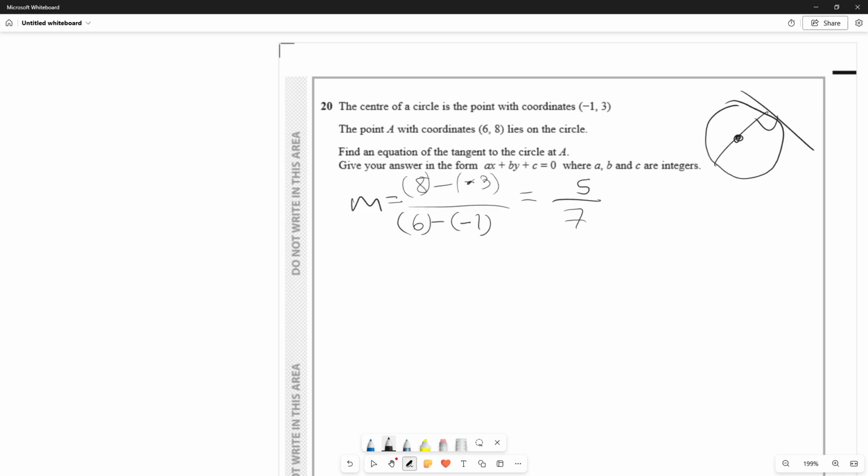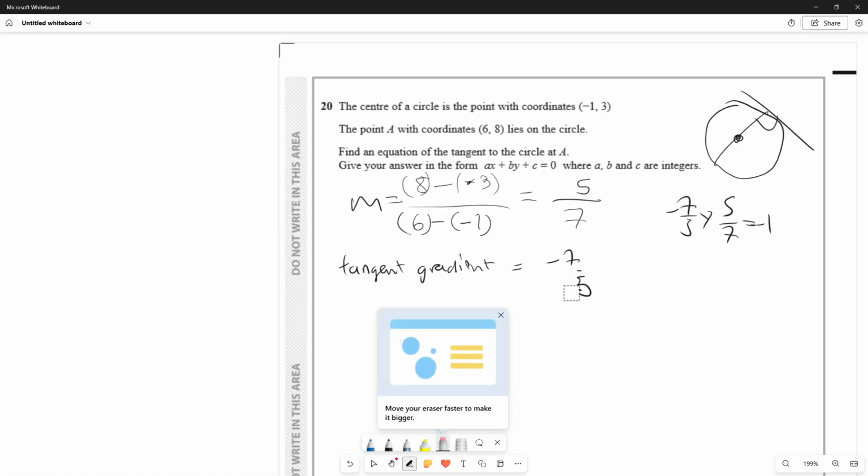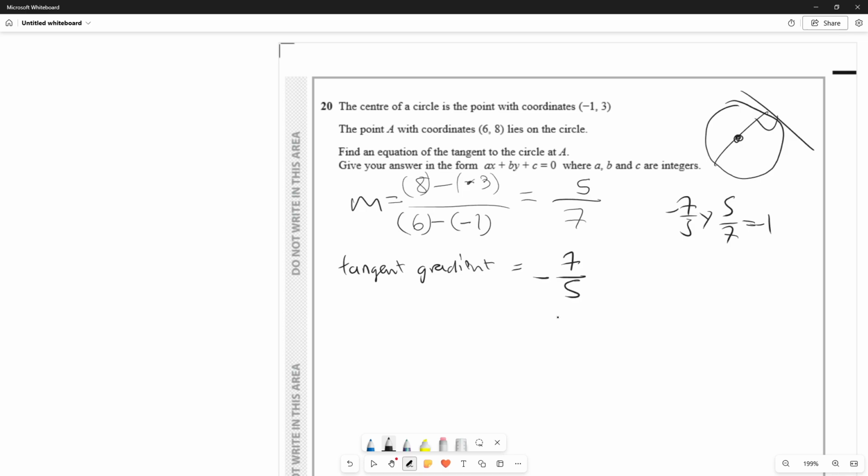What this means is the tangent gradient must be minus 7/5. Now you can show this to the examiner, saying minus 7/5 times 5/7 equals minus 1, and when you have perpendicular lines, their gradients should multiply to minus 1. So you could also just put 5/7 and then go from there. However, if you just learn to flip the fraction, we get 7/5, and then chuck a minus, you're good.